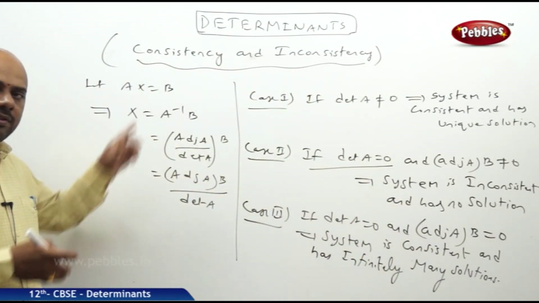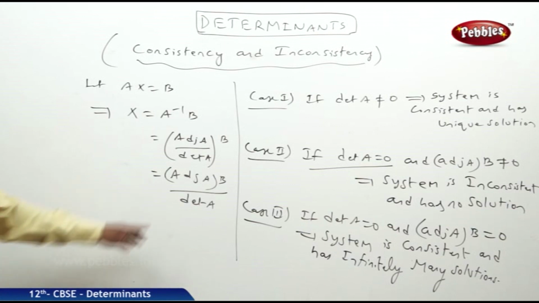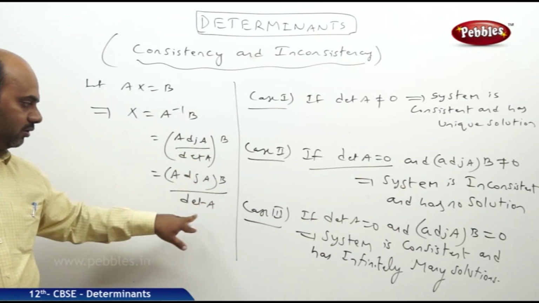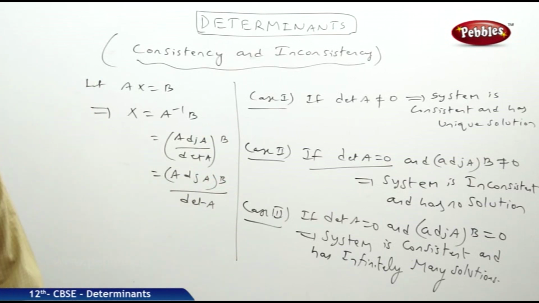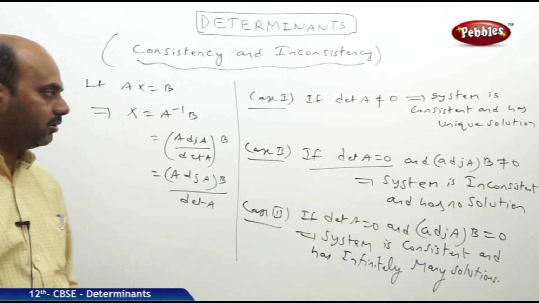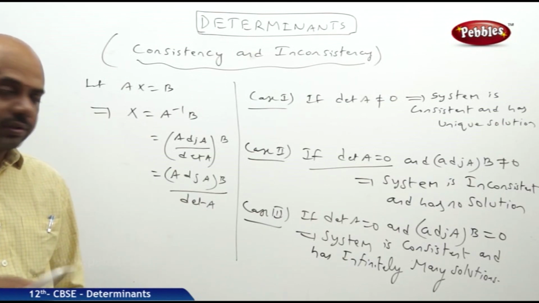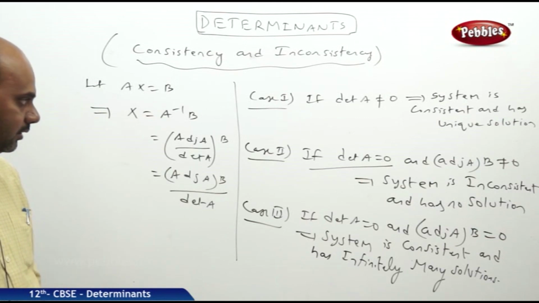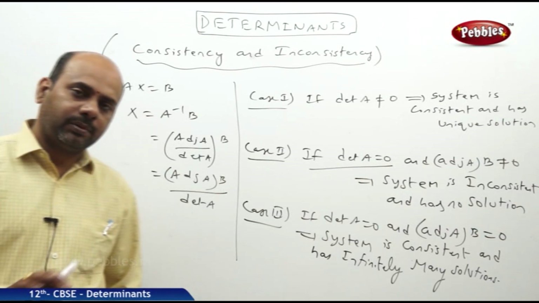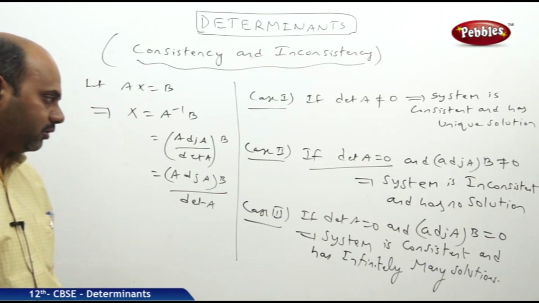Once again I am telling, Ax is equal to b, x is equal to A inverse b, that is equal to adjoint of A by det A into b, and this can be written as adjoint of A into b by det A. If det A is not equal to 0, the system is consistent and has a unique solution. Just now we have done the above problem where x is equal to 1, y equal to 1, z equal to 1 is coming. And if det A is equal to 0 and adjoint of A into B is not equal to 0, then surely we can tell the system is inconsistent and has no solution.